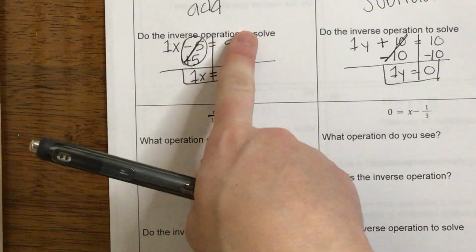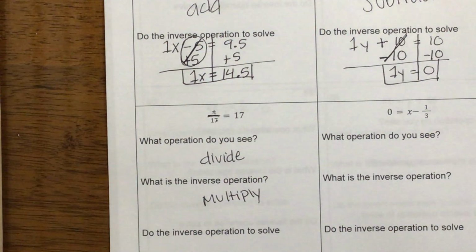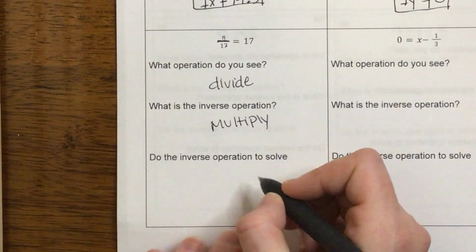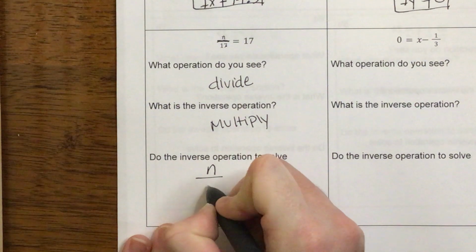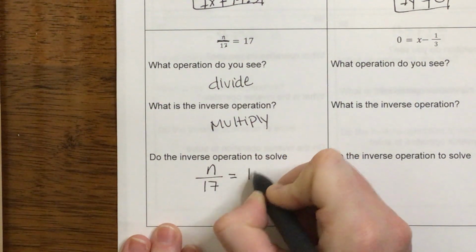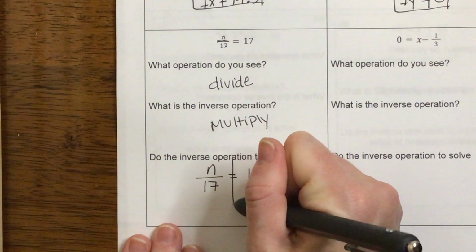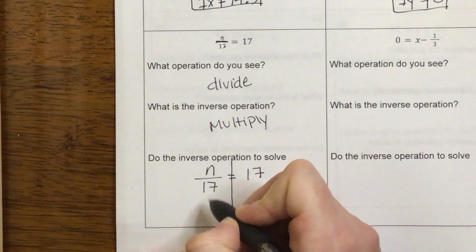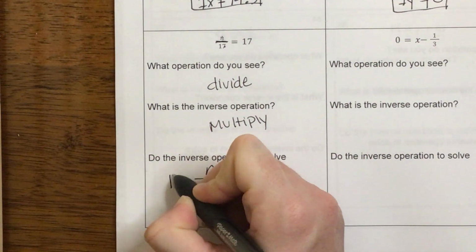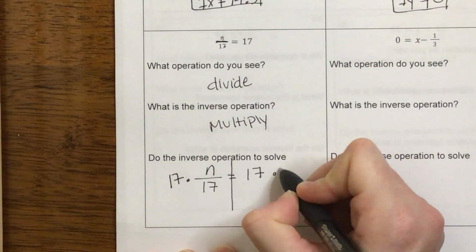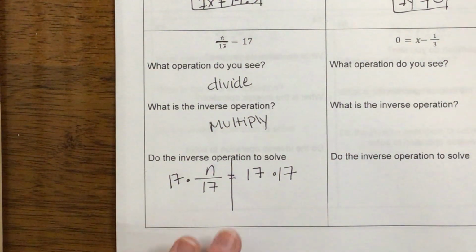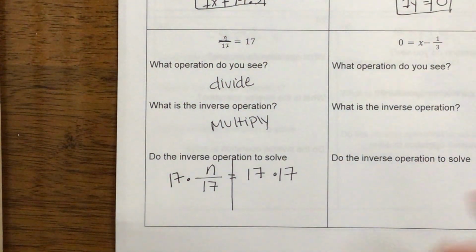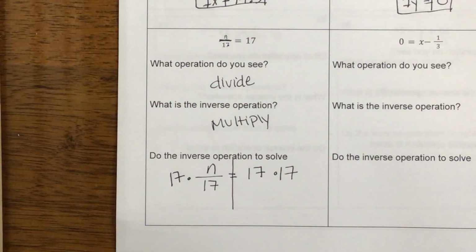And yes, you have to rewrite it and you have to draw the lines. You have to draw the circles like I'm doing. Okay. So I'm going to rewrite my equation. N divided by 17 equals 17. I draw a line through it to keep it organized. Then to undo dividing by 17, I'm going to multiply by 17. And I have to do that on both sides. I didn't say that earlier. What you do on one side, you have to do on the other side because I have to keep it equal. Right? I have to keep that equation balanced.